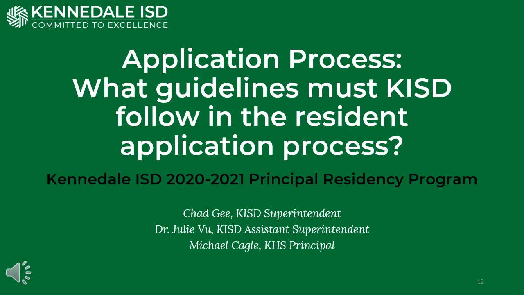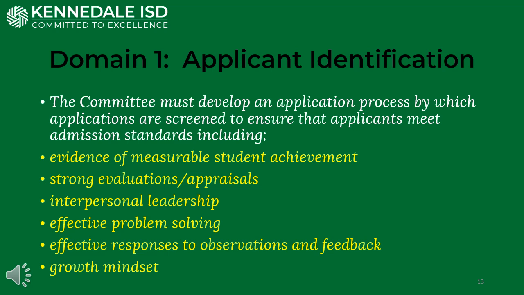Now that we've looked at some of the guidelines that we must follow in the recruitment process, we are now going to look at some guidelines to follow in the application process. For the application process, I want to go back to Domain 1 and remind all of our district and campus leaders that we must use these 6 criteria in developing everything that we do in our application process.